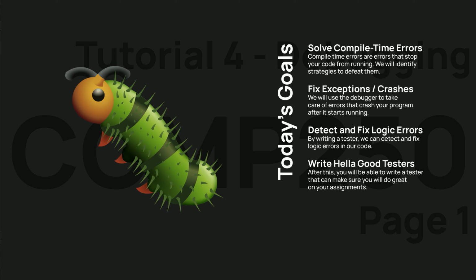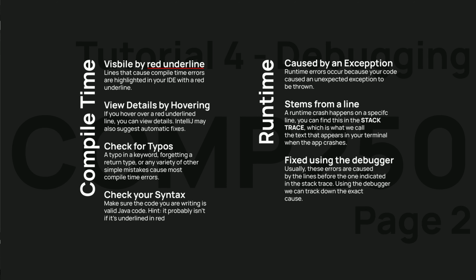Okay, so I'll assume that that part is relatively clear. We'll get into identifying errors. So a compile time error is an error which happens with a visible red underline. It doesn't let your program open. If you're in Eclipse or IntelliJ, your code that causes compile time errors will have a red underline. You can see the details of a compile time error by hovering over the line that has a red underline.